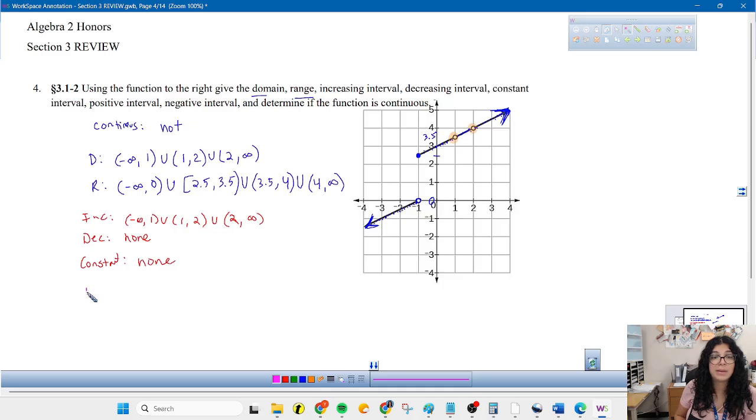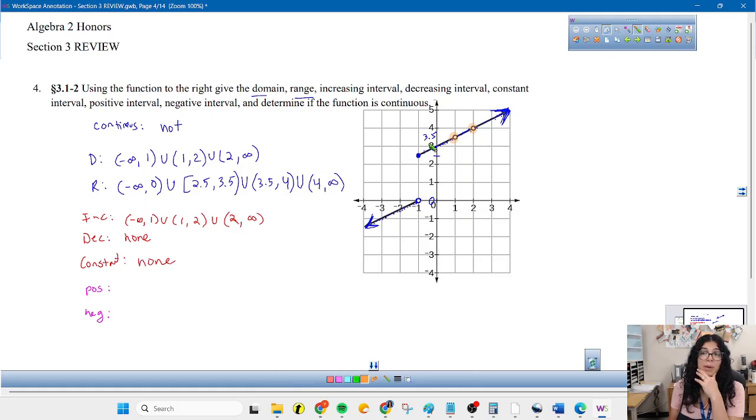Next up, let's go ahead and do the positive, negative. Positive is what part of the graph is above the x-axis and what part of the graph is below the x-axis. So the part of the graph that is above the x-axis is from the -1 to the 1, and then the 1 to the 2, and then the 2 to infinity. This part of the graph right here, okay? So from that -1, and at -1, the y value is +3, so it's inclusive there, till the 1.